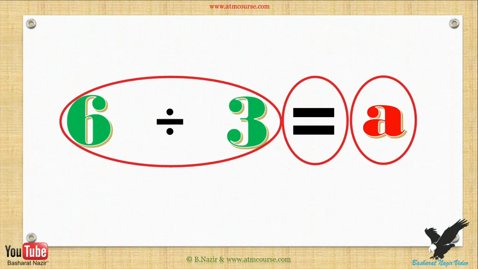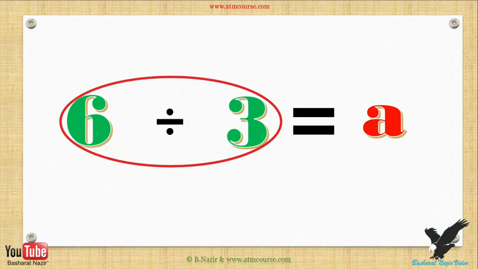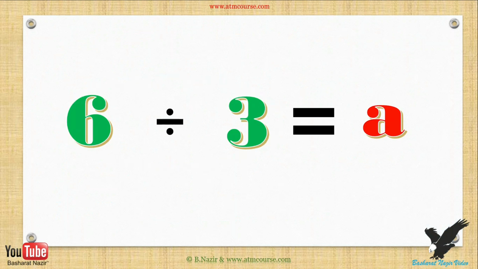An equation is divided into three major parts as shown. A left side, which can have numbers, signs, and letters. In this equation we just have numbers and a sign. A right side, which can also have numbers, signs, and letters. In this equation we just have a letter. In the middle of the equation, between the two sides, we have the equal sign. Whenever you see an equal sign, then you know that you are dealing with equations.